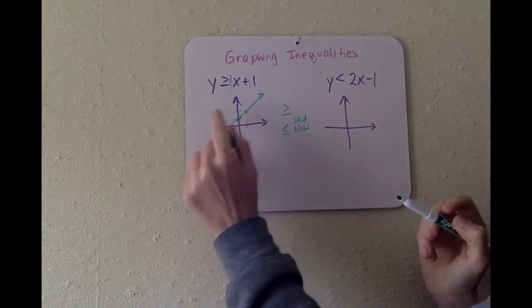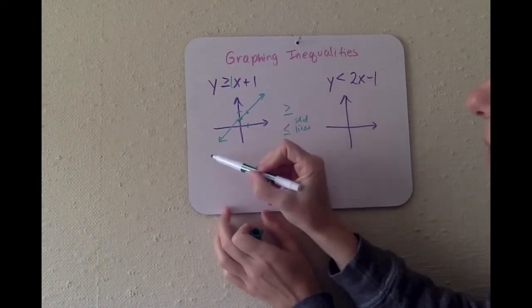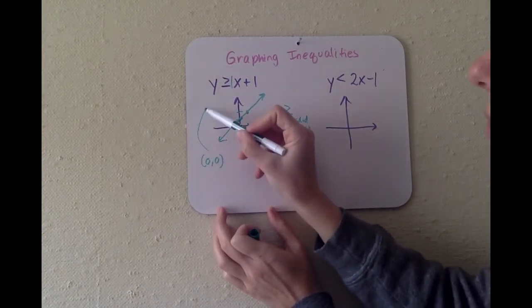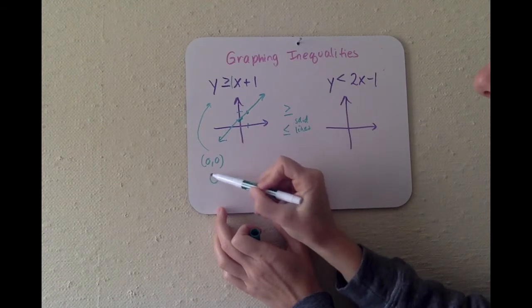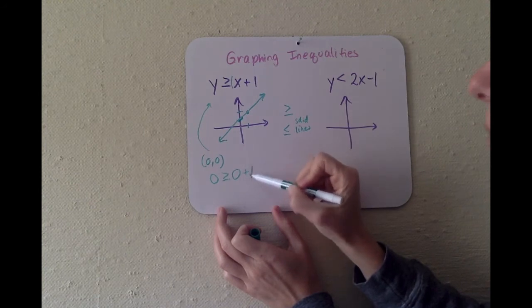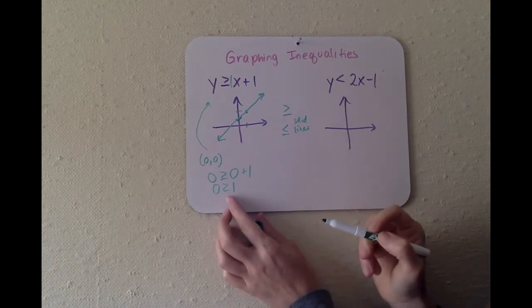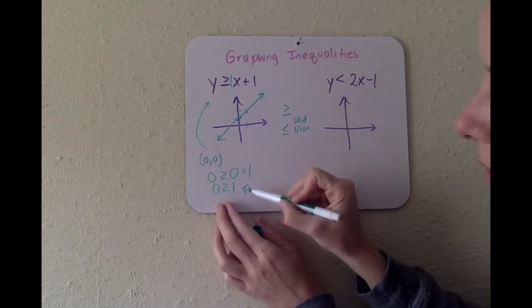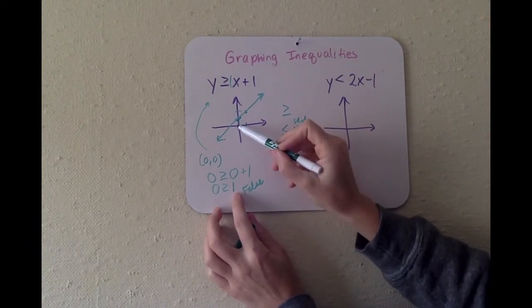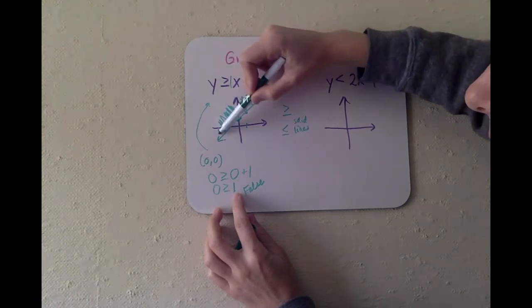Now the question is, which side of the line do I shade in? We have the point (0, 0) here, so let's test (0, 0). We're going to put (0, 0) into here. So we have 0 greater than or equal to 0 plus 1. Is 0 greater than or equal to 1? False. 0 is not greater than or equal to 1. So this is not a solution, so we're shading the top part here.